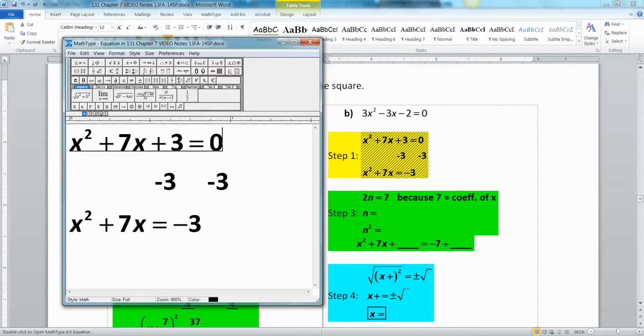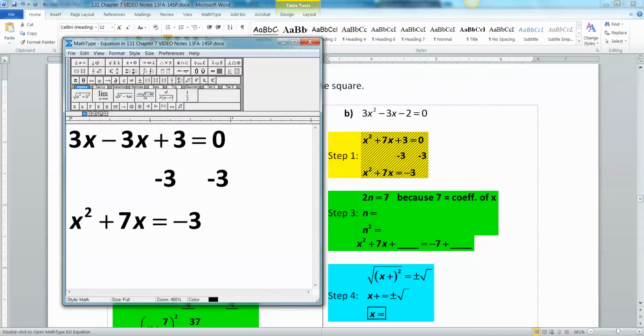of 1 here. No, we don't. We have a leading coefficient of 3. So let me type this up. 3x squared minus 3x minus 2 equals 0. So our first mission is going to be to add 2 to both sides. Okay, so we'll have 3x squared minus 3x equals 2.